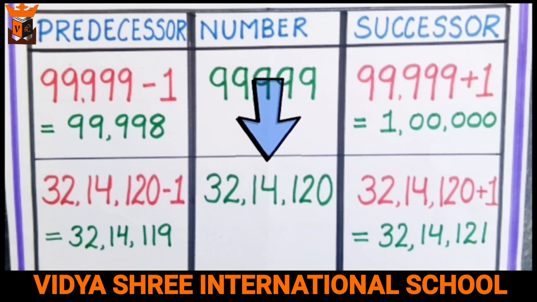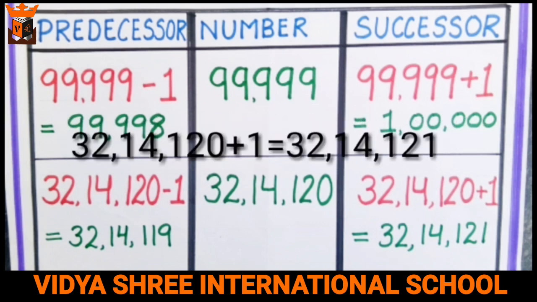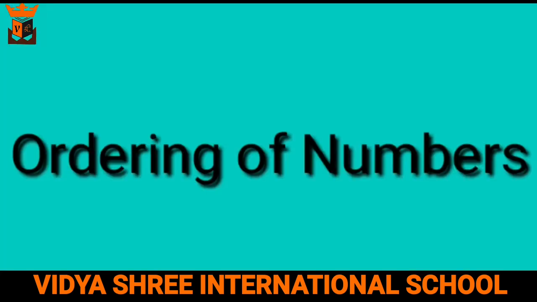Now coming to the second example, it is a 7-digit number, that is 32,14,120. Now to find the predecessor of this given number, we have to subtract 1 from the given number. So we will get 32,14,119. And to get the successor, we have to add 1 to the given number. So when we will add 1 to the given number, we will get 32,14,121.